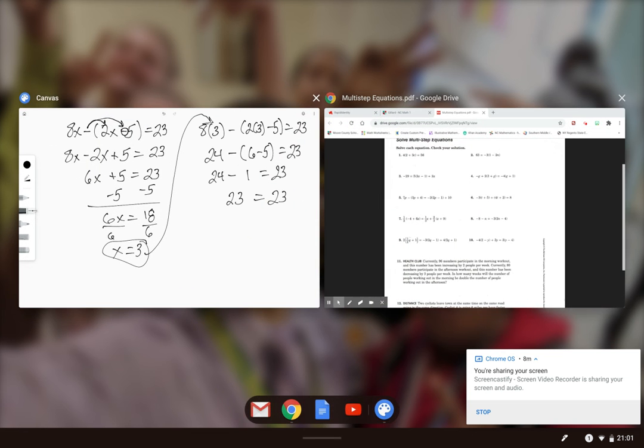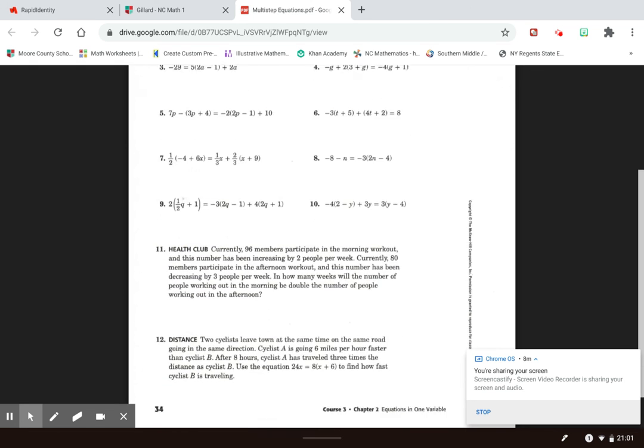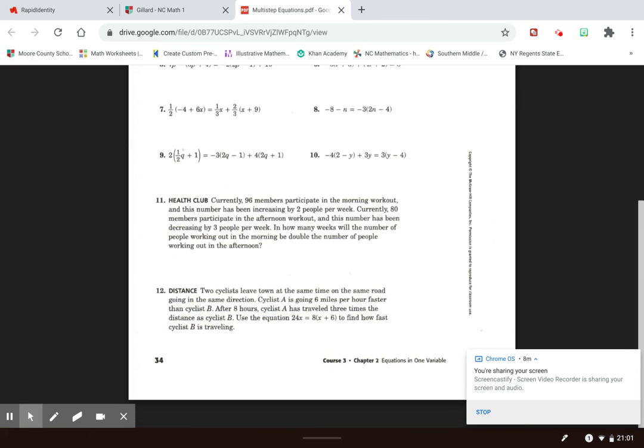Okay, so your assignment for today is simply to do problems 1 through 10. You're welcome to attempt 11 and 12, but 11 and 12 is going to be where we start our lesson for Thursday. So do 1 through 10 at a minimum, and if you would like, you can try 11 through 12.